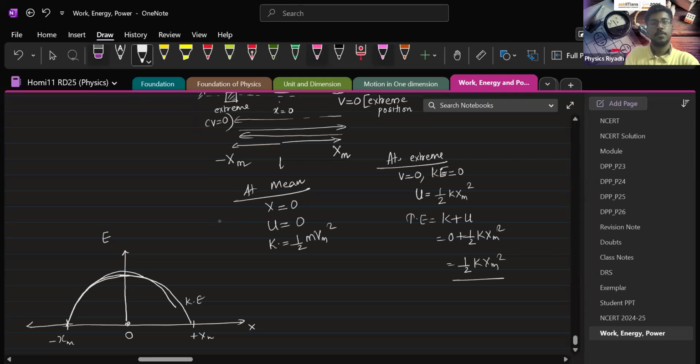Please erase this part. Somehow I'm not able to erase it. We will discuss it again.